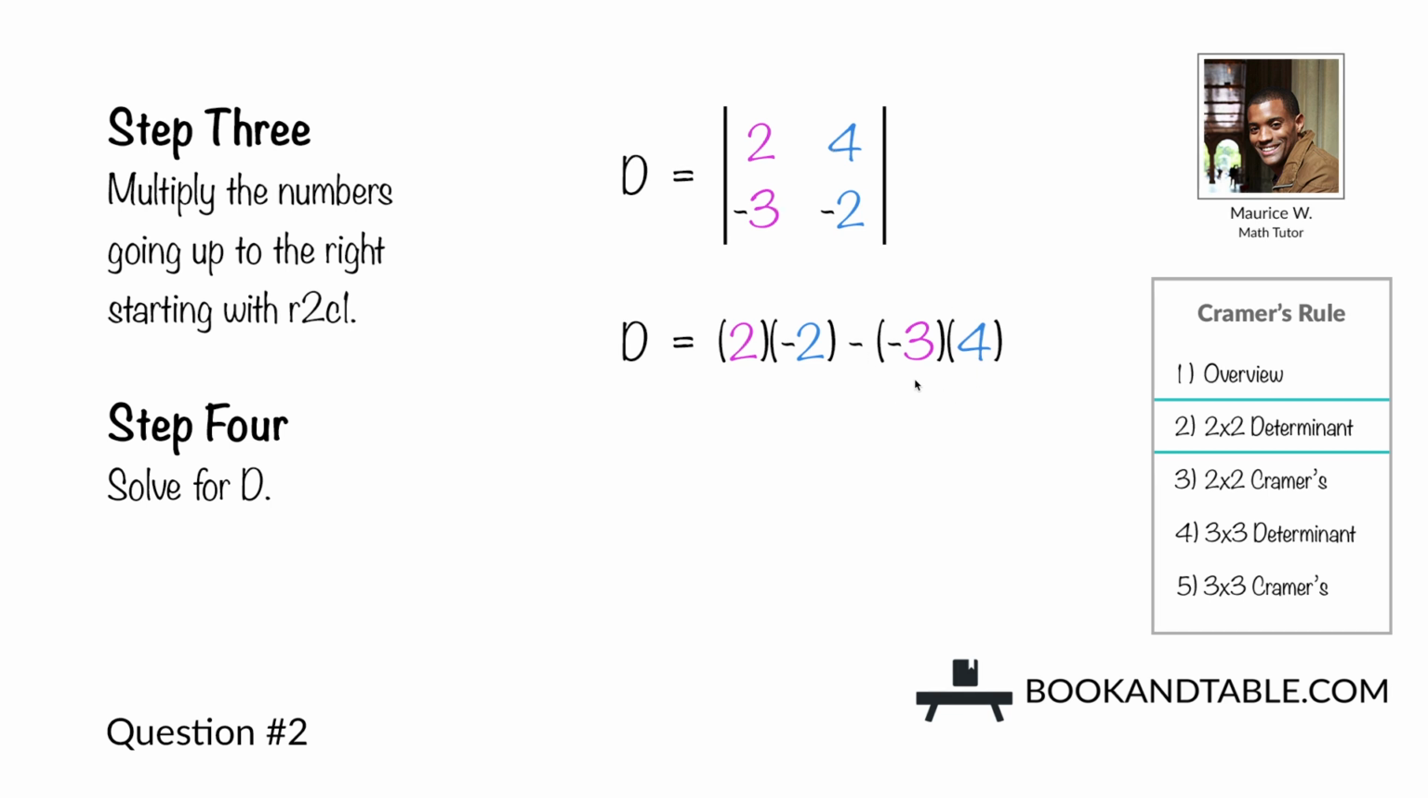So now we can solve for D, giving us 2 times negative 2, which is negative 4, minus negative 3 times 4 is negative 12. Negative 4 minus negative 12 is equivalent to negative 4 plus 12, and that would be positive 8. So the answer to question number 2 is the determinant is equal to positive 8.